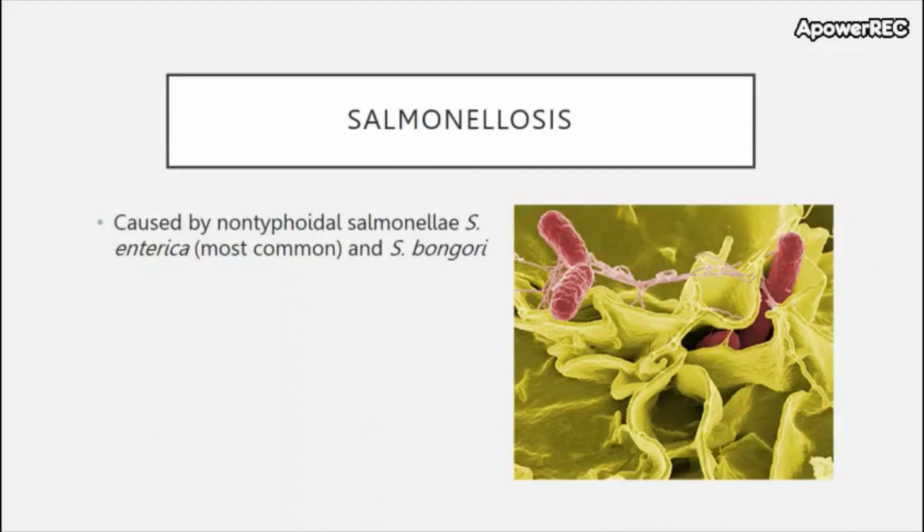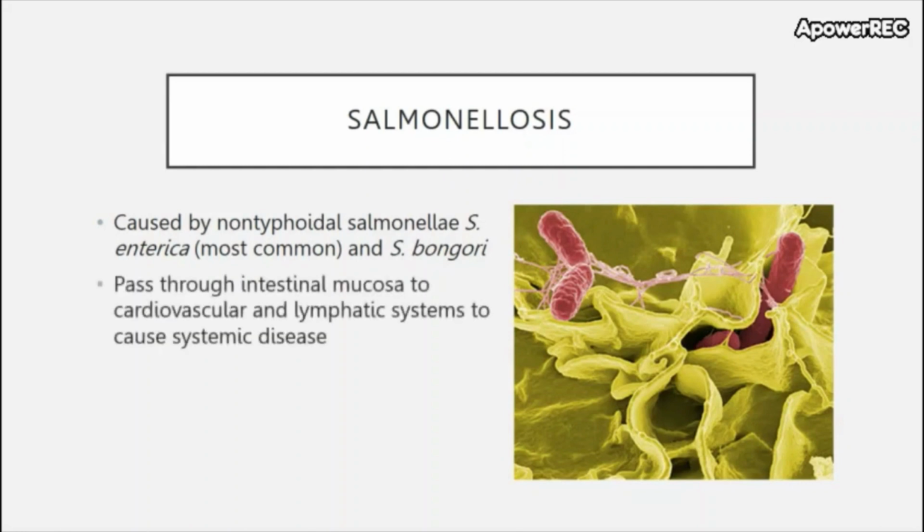So salmonellosis is the next one. It is caused by what we refer to as non-typhoidal Salmonella, or S. enterica is the most common, and S. bongori. They pass through the intestinal mucosa to the cardiovascular and lymphatic systems to cause systemic disease.